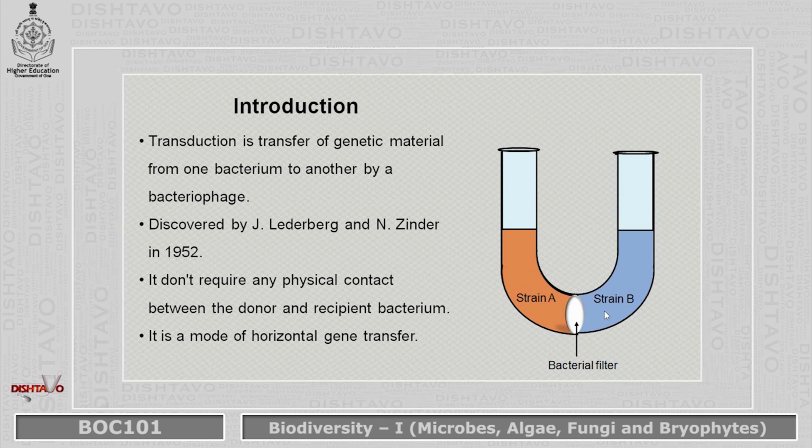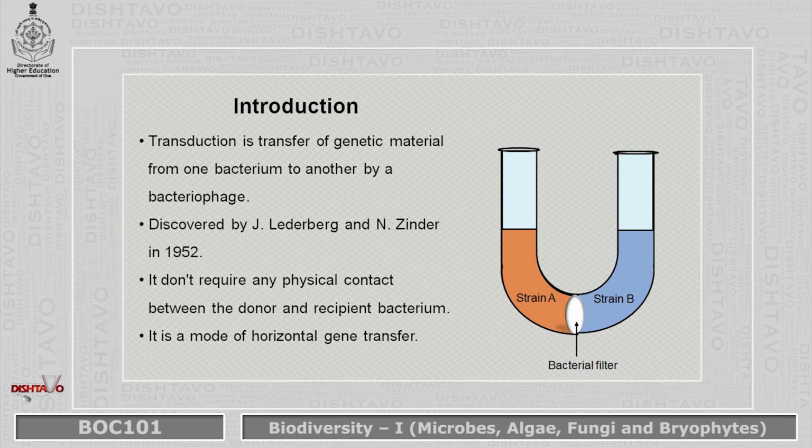While conducting the experiment, Lederberg and Zinder found that after the end of the experiment, they had recombinant bacteria. After the analysis, they found out that it was due to the bacteriophage which was bringing out the transformation in the bacteria, and they named this process transduction. Transduction does not require any physical contact, unlike conjugation. It is a mode of horizontal gene transfer. Horizontal gene transfer is a transfer of genes between individuals of the same generation.